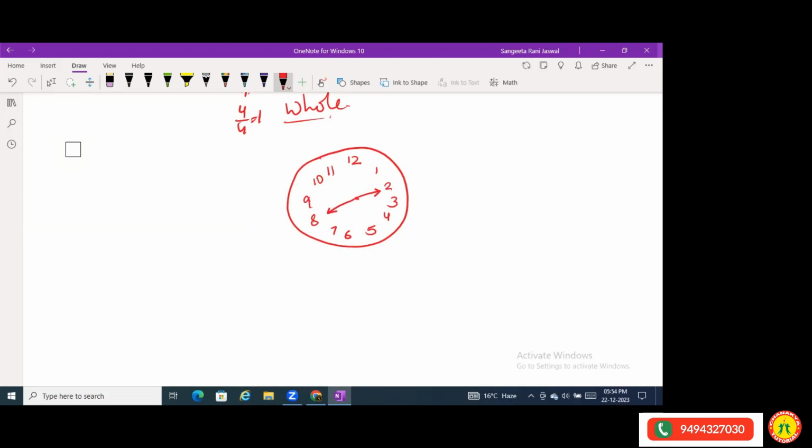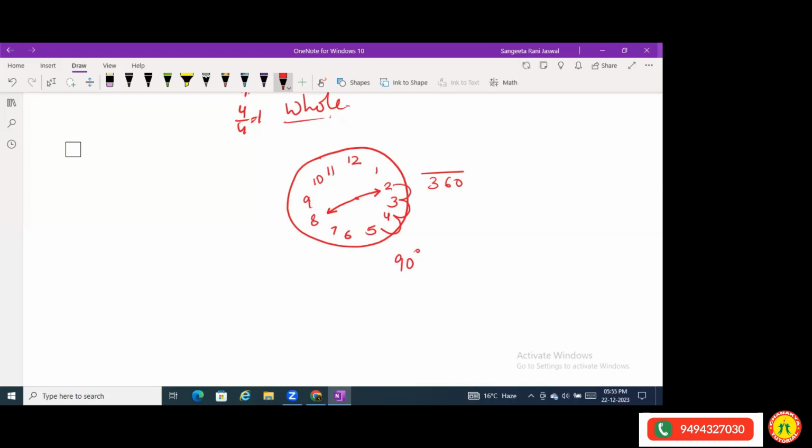Yes, good evening, beta. So it's asking what fraction has it covered out of the whole 360 degrees. I told you 3 gaps. 1, 2, 3. 3 gaps is 90 degrees. Is that right? Yes, ma'am. 3 gaps is 90 degrees.